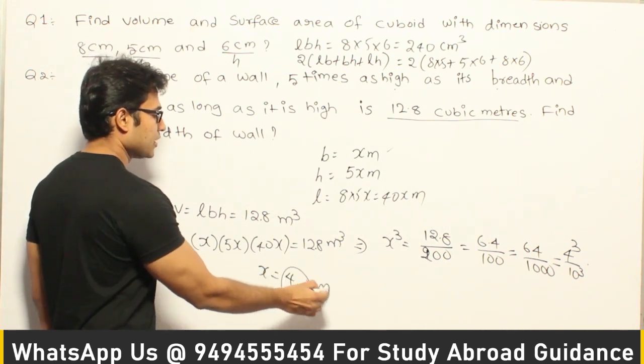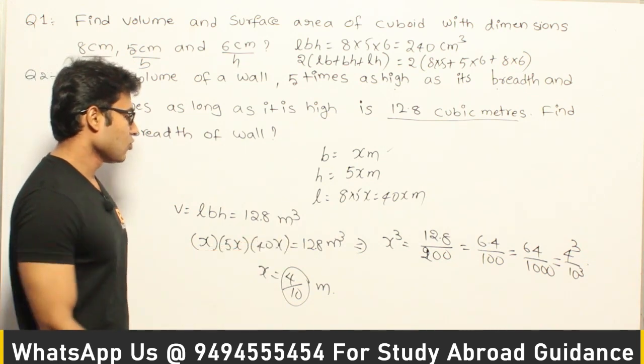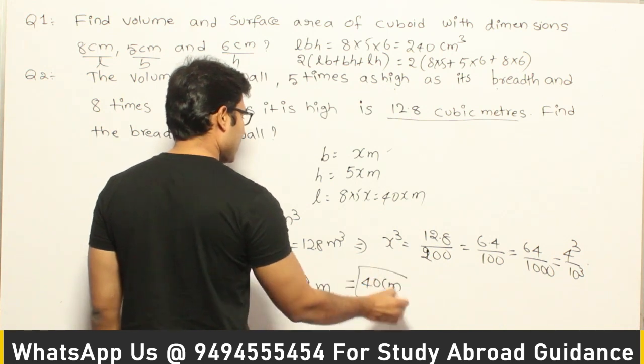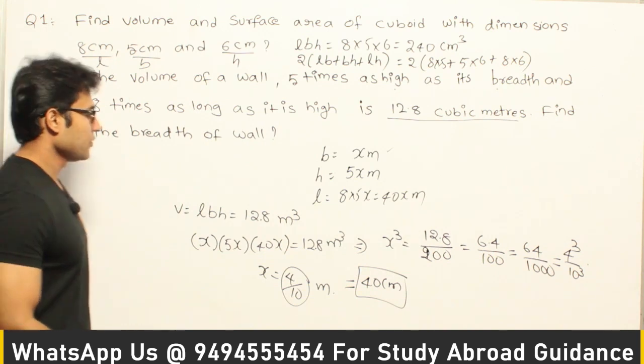So it is going to be in meters because it is given in meters, right? So that is why it is going to be in meters. So 4 by 10 meters is nothing but 40 centimeters. Either you can write it as 0.4 meters or 40 centimeters, both are same. So that is the answer of it.